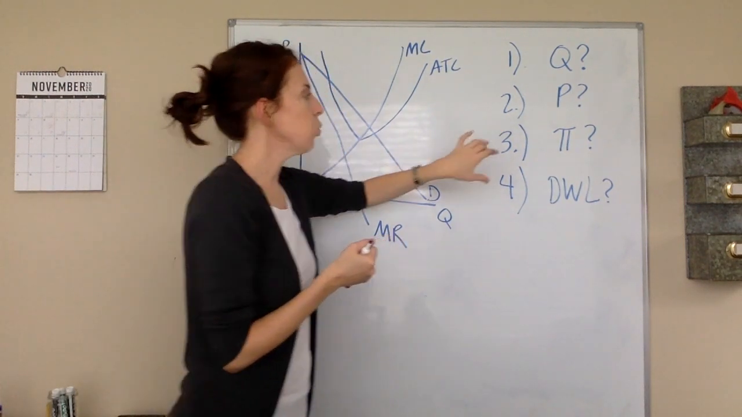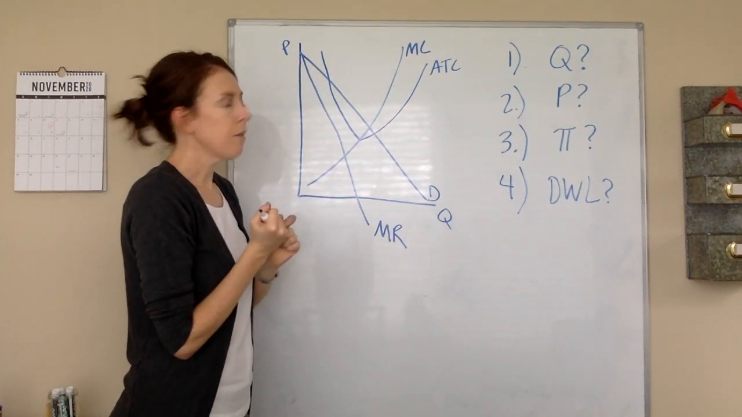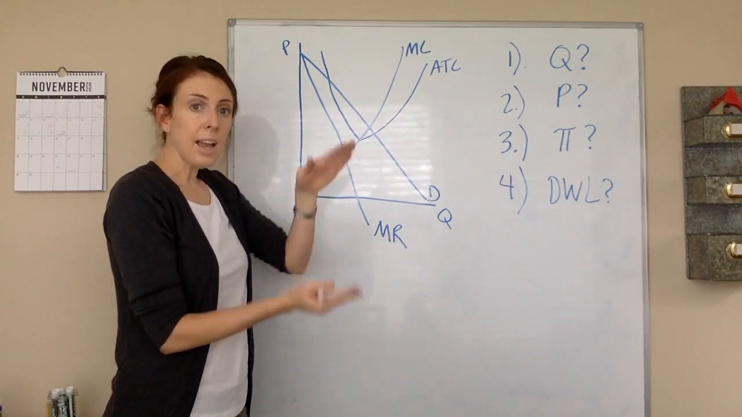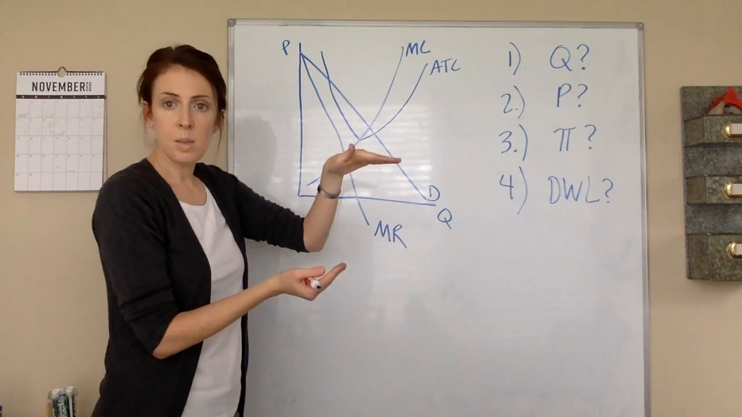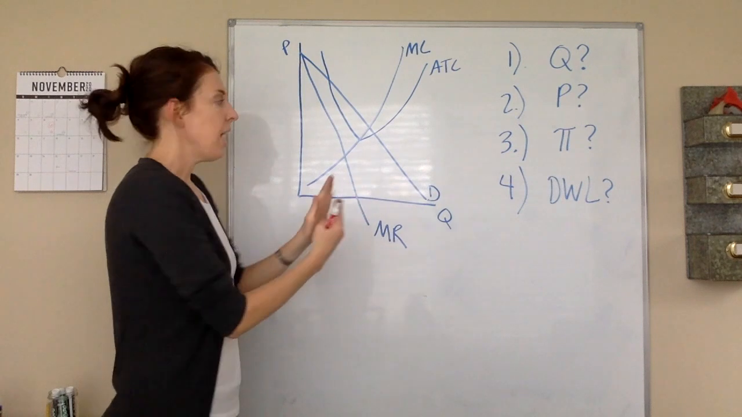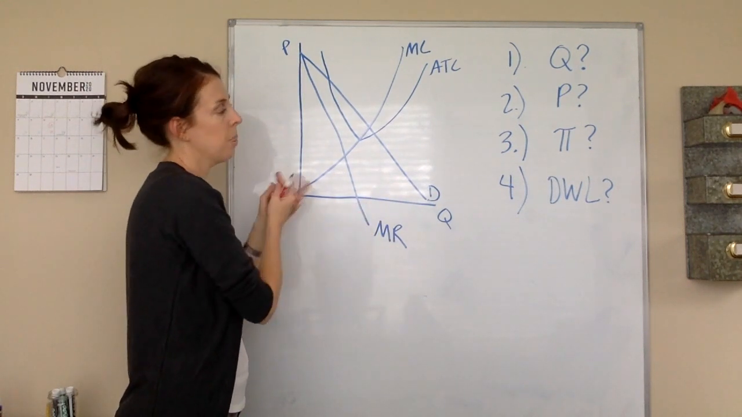Question number 3 is, what would the monopoly's profit be? Recall, profit is equivalent to the area of a rectangle, and the height of the rectangle is based on the price that the monopoly charges relative to the average total cost, and then the base of the rectangle is equal to the quantity that they produce.